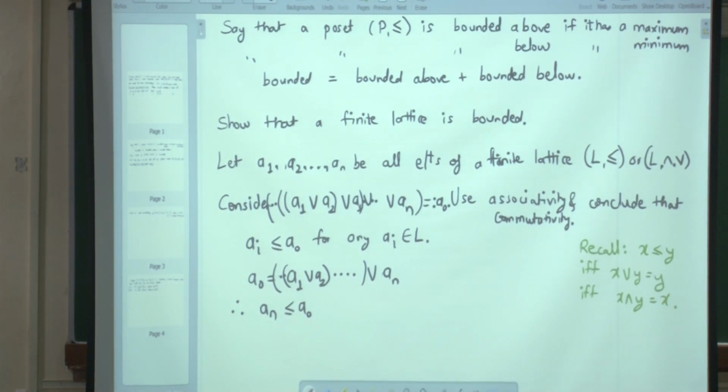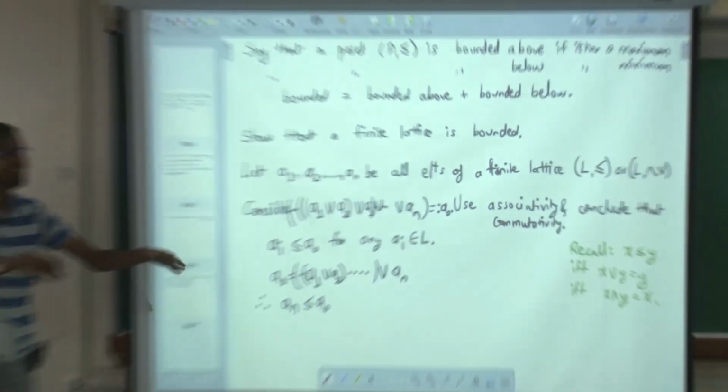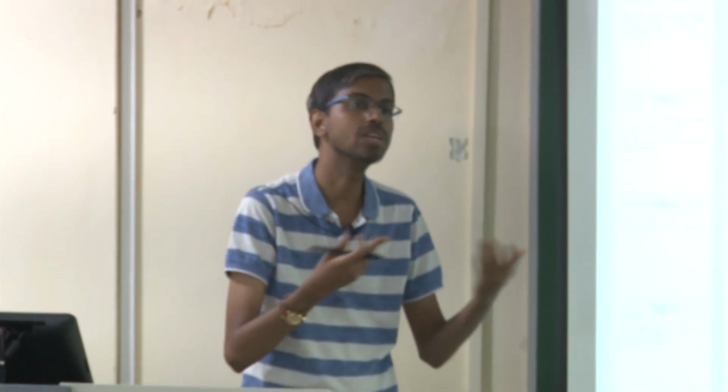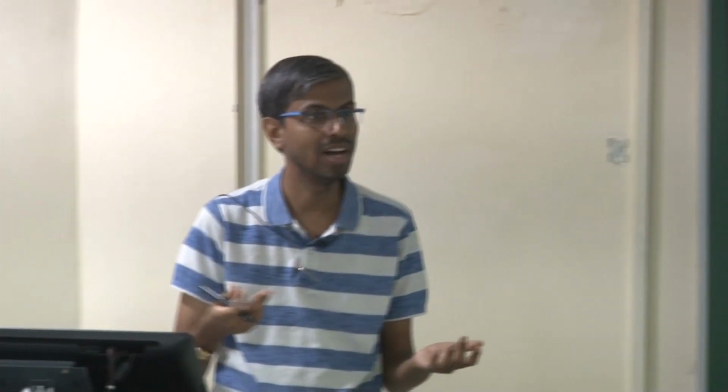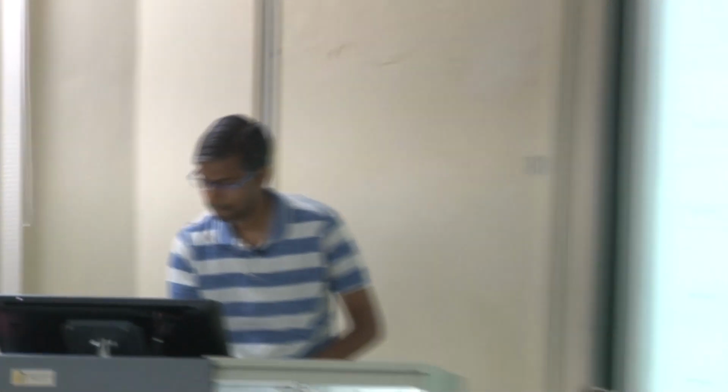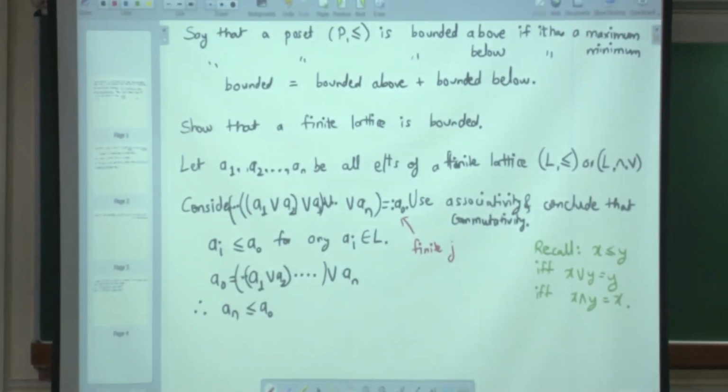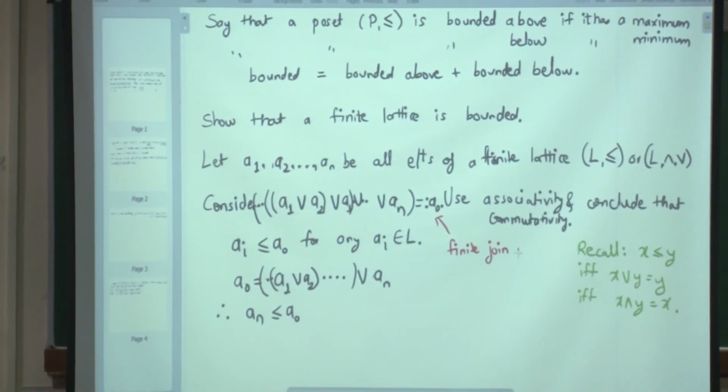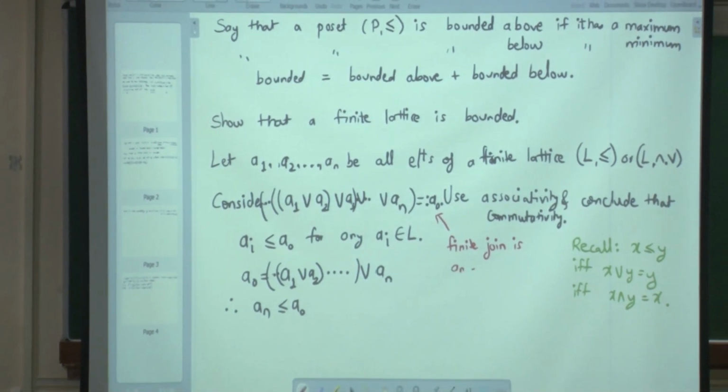How do you do it for AN minus 1, for example? You use commutativity. You bring AN minus 1 at the end and then do the rest. Use associativity wherever required and so on and so forth. I mean the finite join, I should also write this: a finite join is an element of L itself.